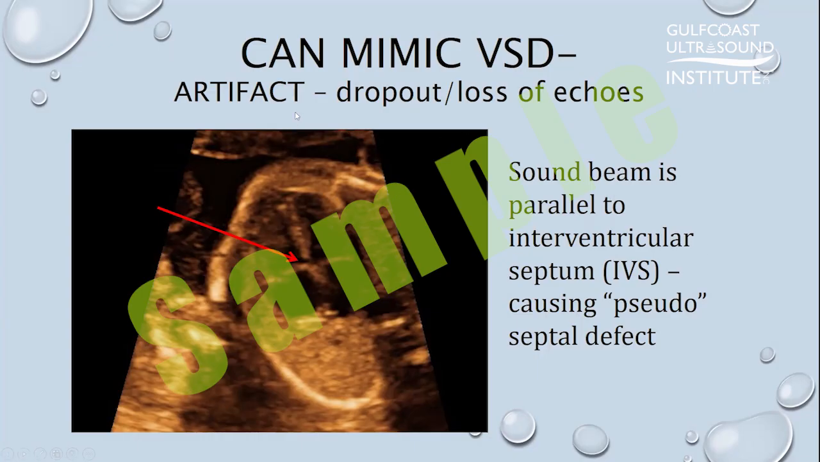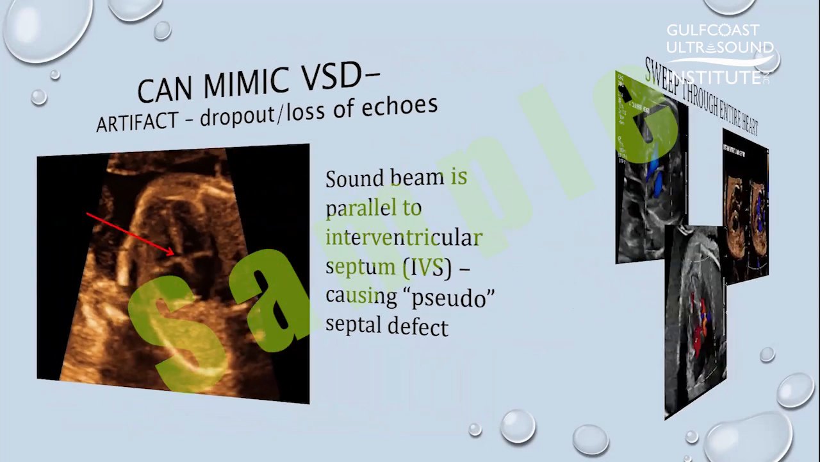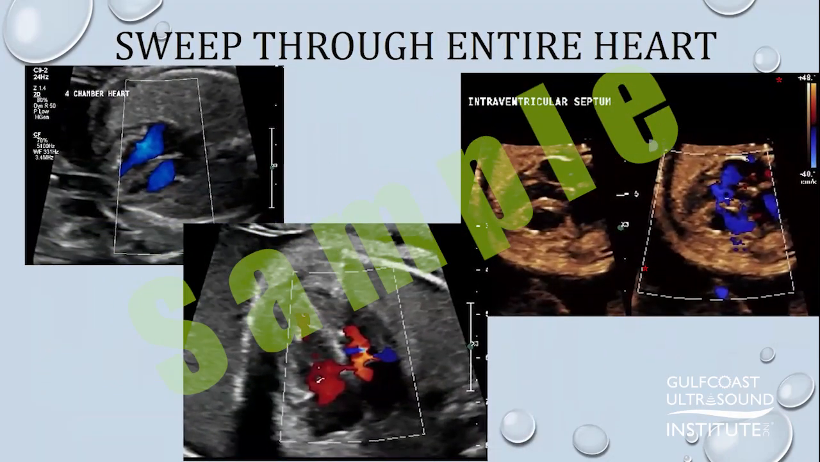All right, so when the apex of the heart is pointing up, then we can actually get some dropout at the crux of the heart here. So when the sound beam is parallel to the interventricular septum, this is a pseudoseptal defect. So we put color on there, try to get that septum as perpendicular to our ultrasound beam as possible to make sure that we do not have a defect. So we want to make sure we're sweeping through the entire heart.